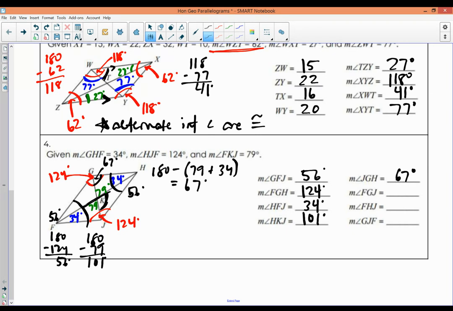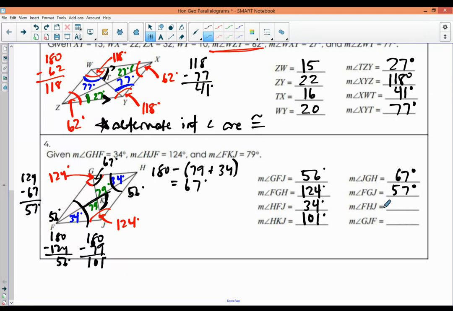All right, a lot of prior knowledge that we're applying here. Measure of angle FGJ. That's the other part of this angle, so I just have to do 124 minus 67, and I get 57. So that's 57 degrees.